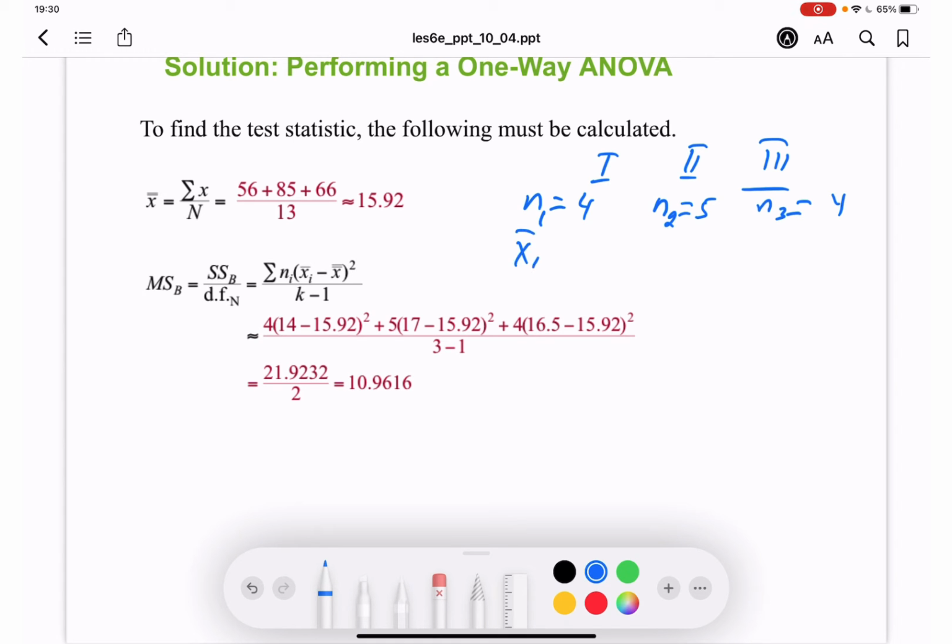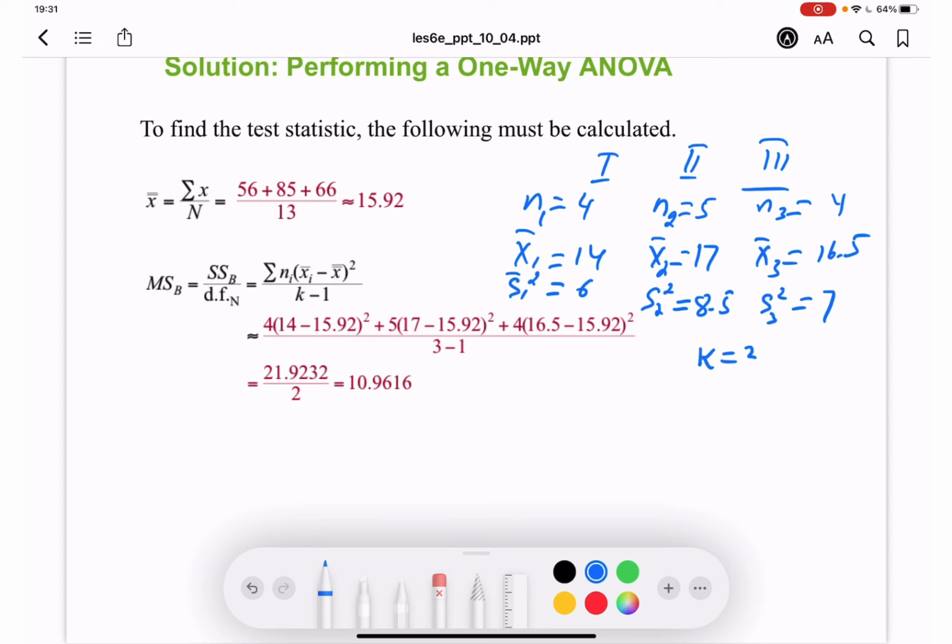Next, x1 bar is 14, x2 bar is 17, x3 bar is 16.5. And the variances of the samples: S1 squared is 6, S2 squared is 8.5, and S3 squared is 7. Besides, we have a total of k equal to 3 samples, and the sum of all 3 samples together is 13. Now let's start working.